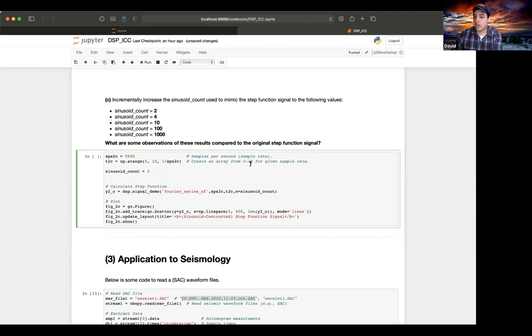Okay, cool. So we have Kevin saying not perfect, but gets better as sinusoids increase. Yeah, there's spikes near the edges. That's something we're going to look at and talk about in a little bit. So yeah, it's correct when the signal count increases.